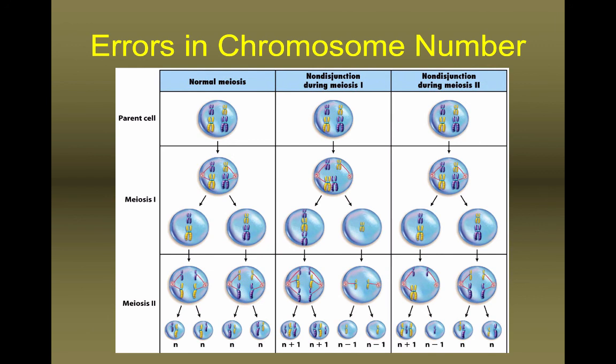Now, something else we're going to talk about that goes back a little bit to Chapter 11 is what happens when you have a mistake during meiosis. We talked about non-disjunction. Non-disjunction is a situation where something doesn't separate the way it's supposed to during meiosis. So what we have on this slide are three different scenarios.